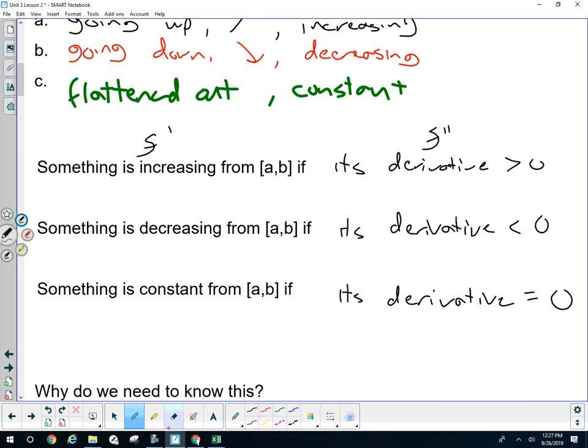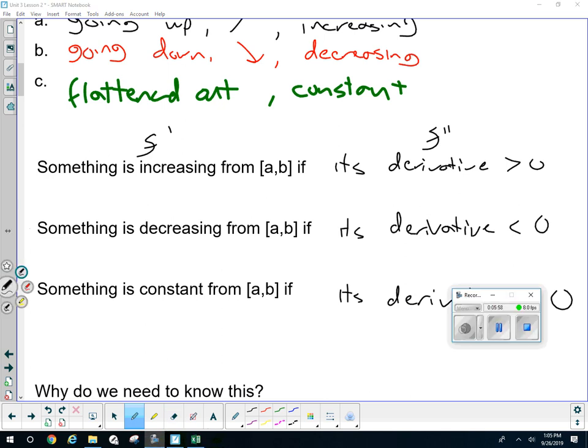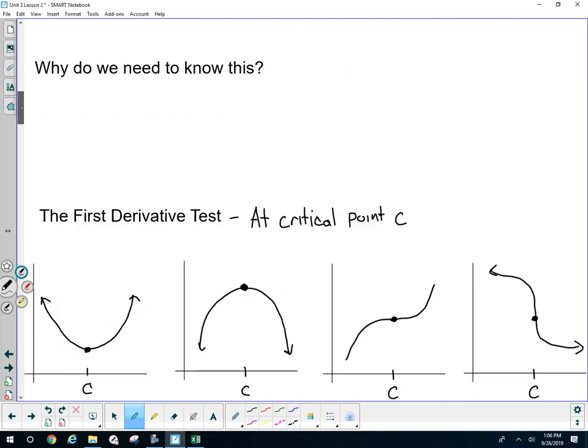After lunch, we will figure out if our critical points are maxes and mins. I'm going to repeat this. Why we need to know this is that this knowledge will help us determine if critical points will be maxes or mins. Okay?